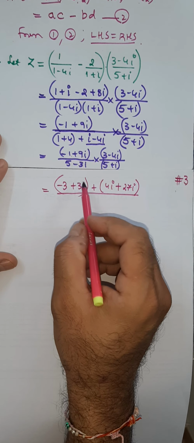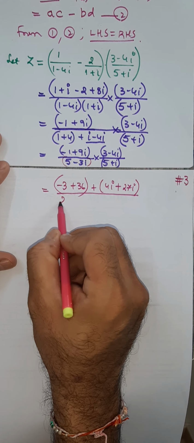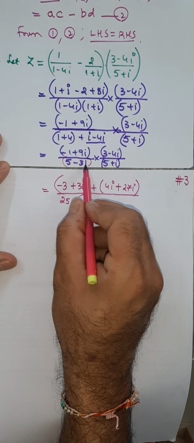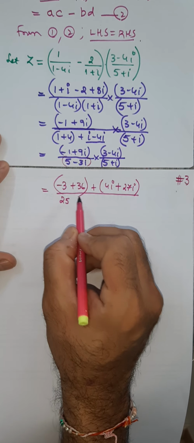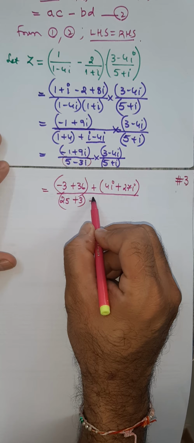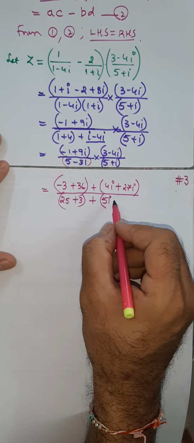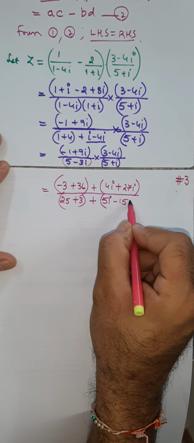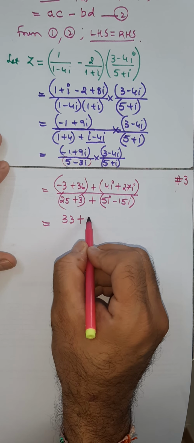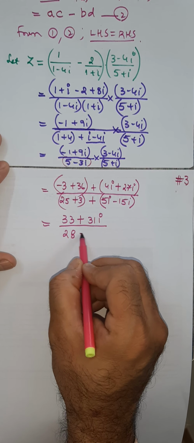upon here 5, that is 25, 3i and i, so it is minus 3 iota square, but iota square is minus 1, so here plus 3, here plus this into this, which is 5 iota, and this is nothing but here minus 15 iota, so this is nothing but 33 plus this is 31 iota upon this is 28 minus 10 iota.